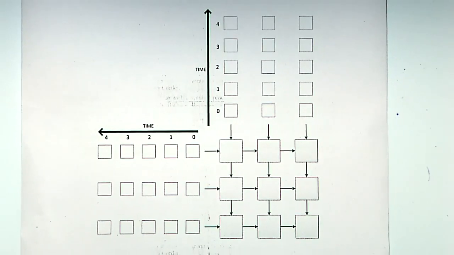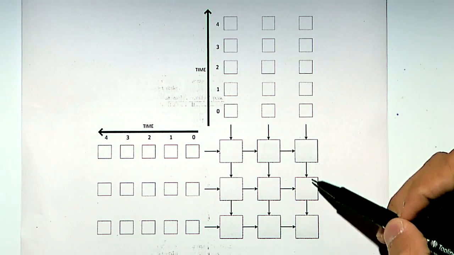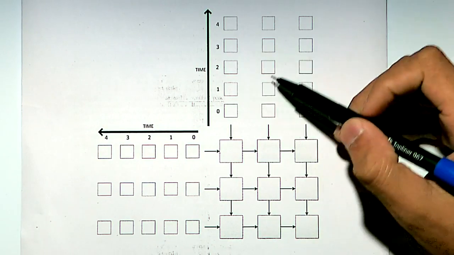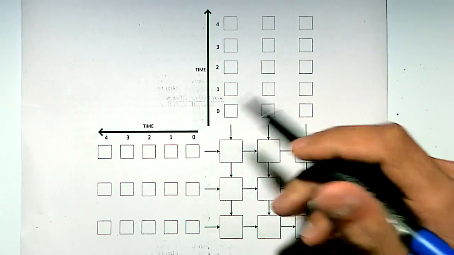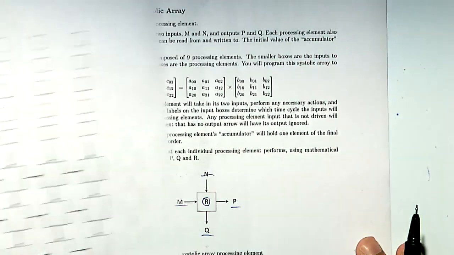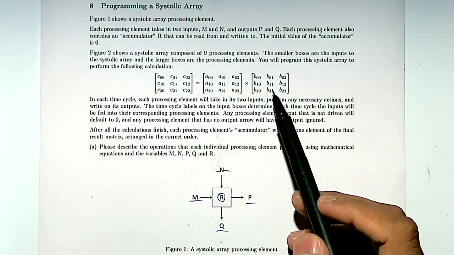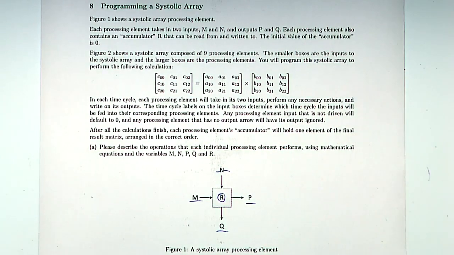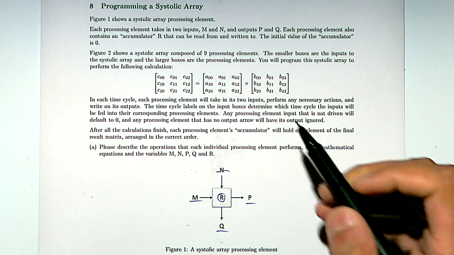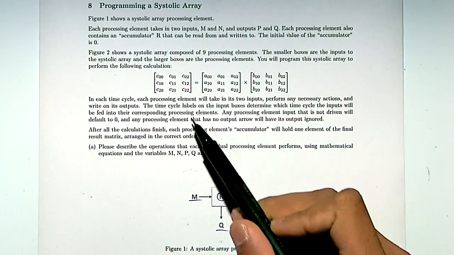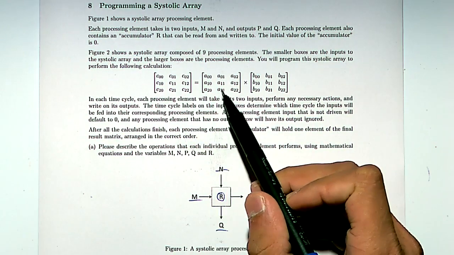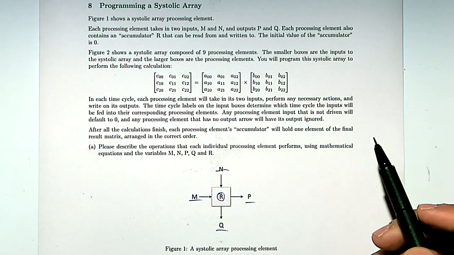So we have 9 of these processing elements here, and then these are going to be input data tokens. So we have that array of 9 processing elements. And so we want to program this systolic array design to perform the following matrix multiplication. So we want the output C to be the matrix A times the matrix B, right?